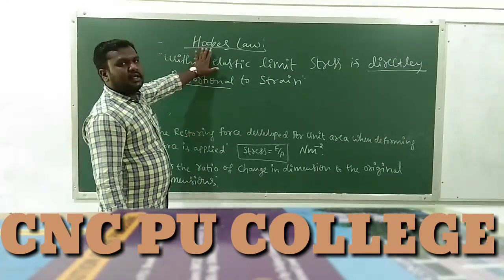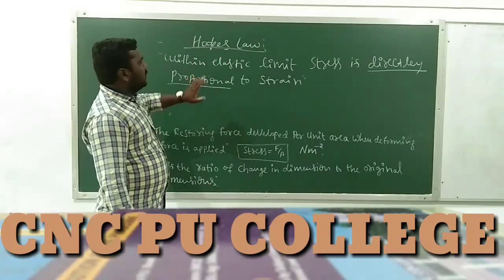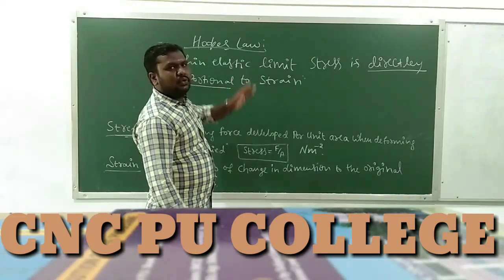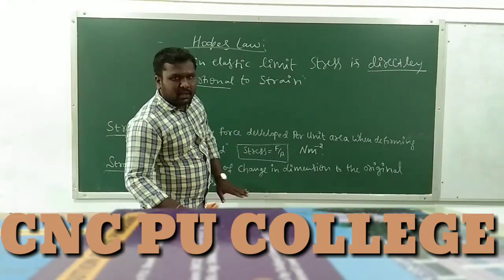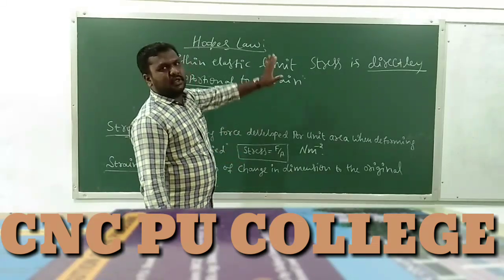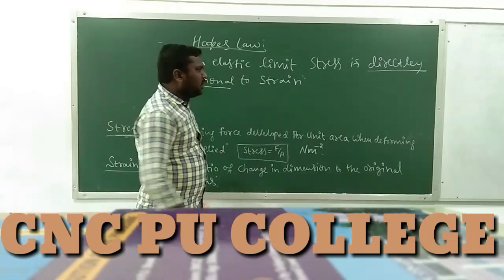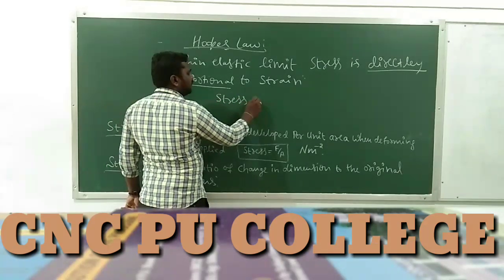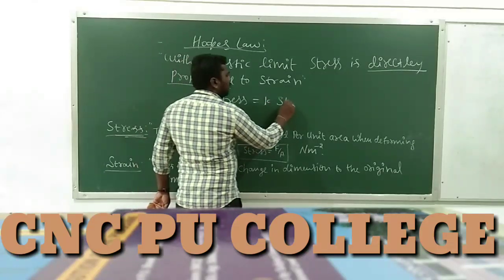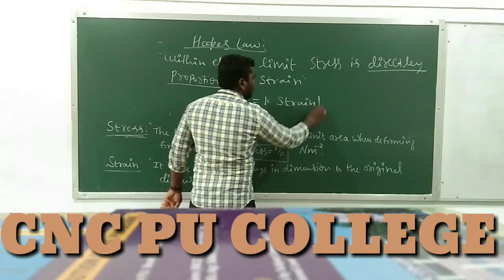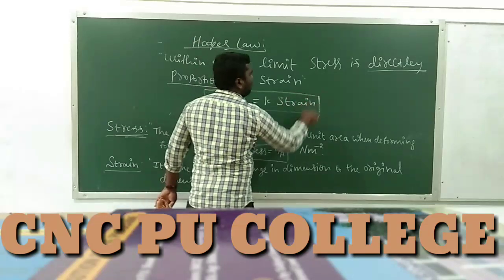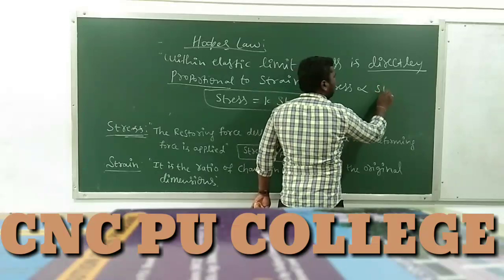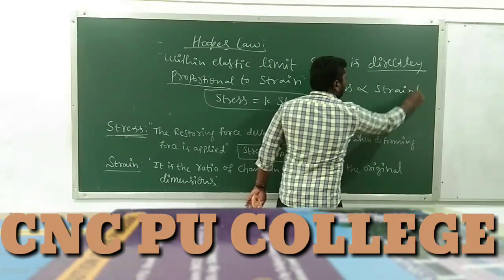So Hooke's law relates the stress and strain, and there is a limitation called the elastic limit. That means the material should not lose its elastic property. Within that limit, the stress is directly proportional to strain, and you can also have the mathematical form. Stress is equal to K into strain. Stress is directly proportional to strain.